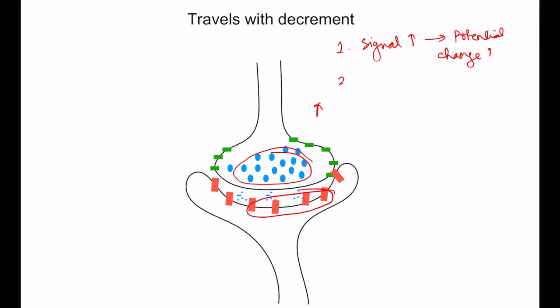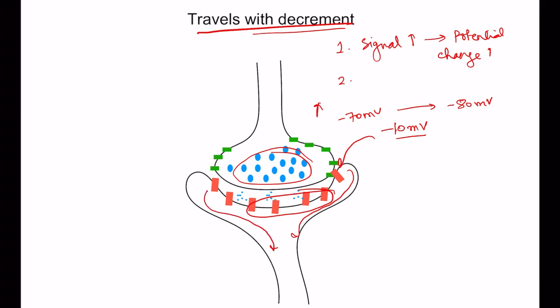Fine. The second very important property is that it travels with decrement. What does this mean? If at the site of the synapse the potential change is minus 10 millivolt, that is IPSP, right? So from minus 70 millivolt, the potential has changed to minus 80 millivolt. Now, this potential change travels along the axon, right? As it travels, slowly there is loss in the potential. So here the potential may be minus 80 millivolt, here again it may be minus 79 millivolt, then here it may be minus 78 millivolt. So you see, as it travels along the length of the dendrite, loss in potential occurs. So it travels with decrement. Does the action potential travel like that? No. Action potential travels without decrement.